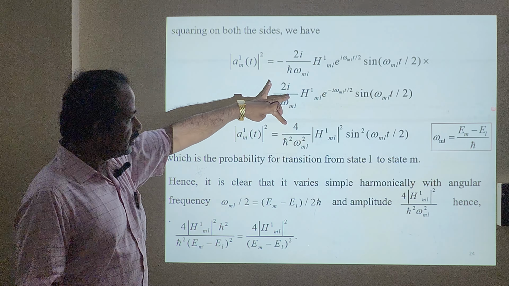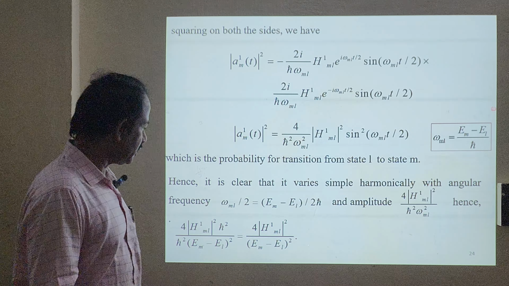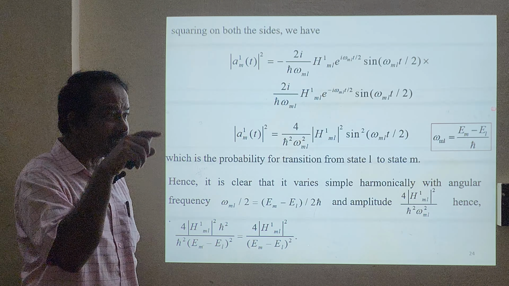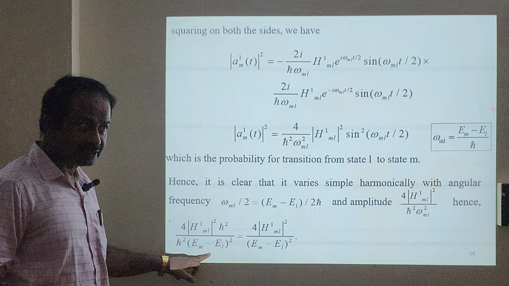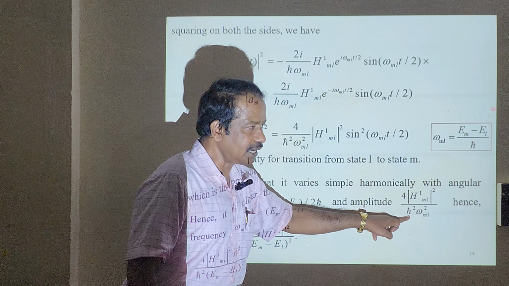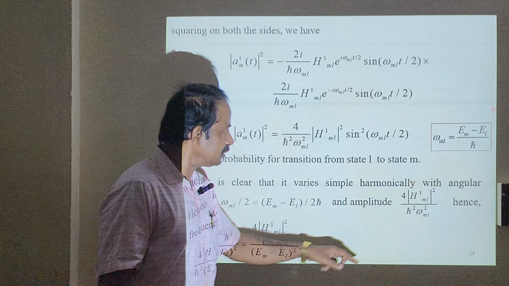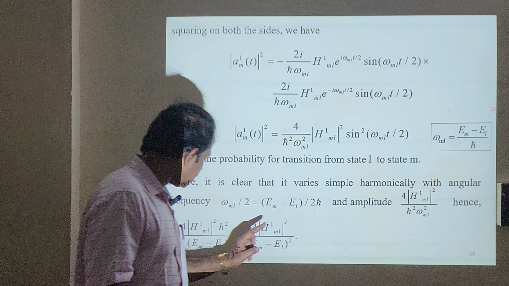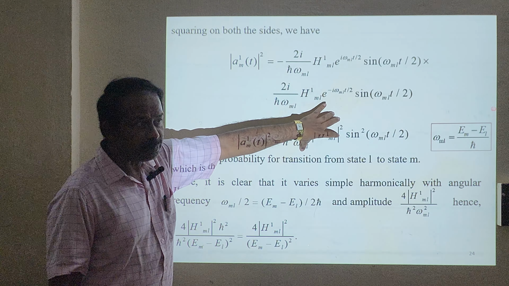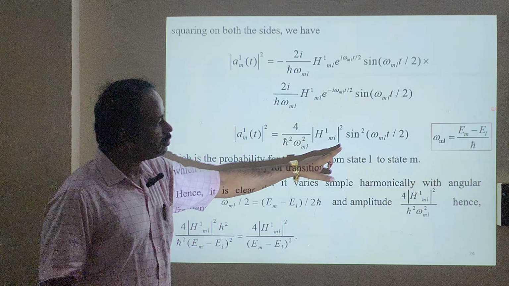What is the amplitude? This is your amplitude, correct. 4 divided by h bar squared omega squared ml. Instead of omega squared ml, you can write Em minus El whole squared divided by h bar squared. This h bar squared and this h bar squared will go off. I repeat, so this is your amplitude. Instead of omega squared ml, I have written this term here, and this h bar squared and this h bar squared will cancel. We will have only 4. This term together is the amplitude. This is the phase factor. So this is your amplitude term and this is your phase factor.